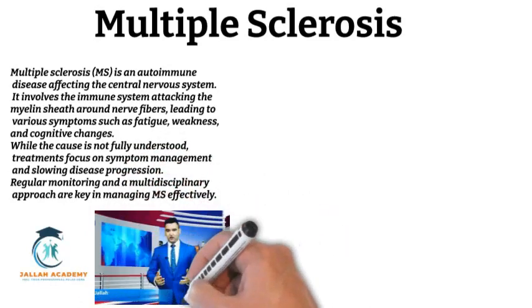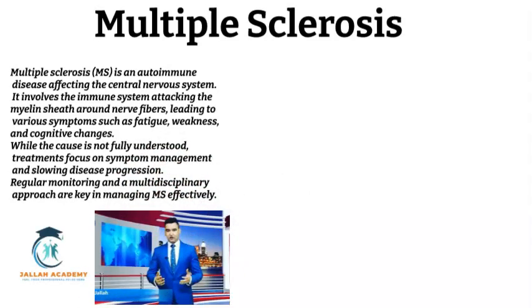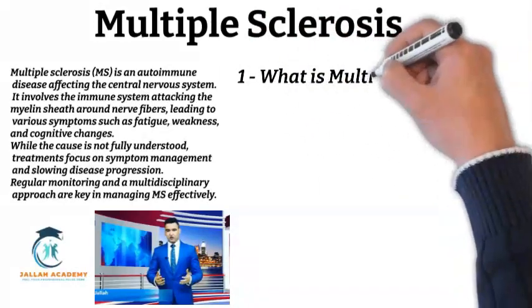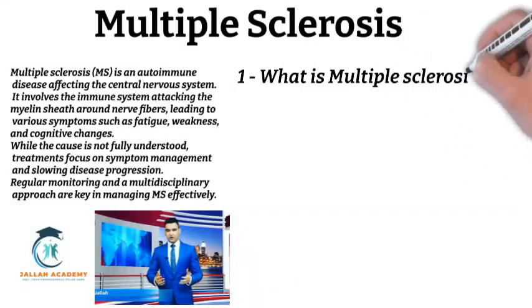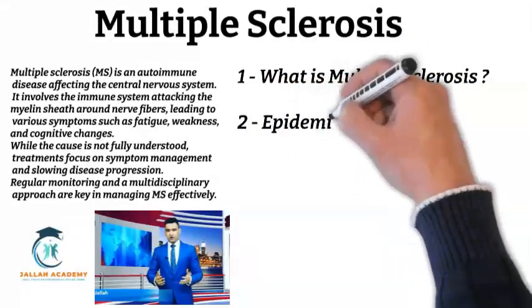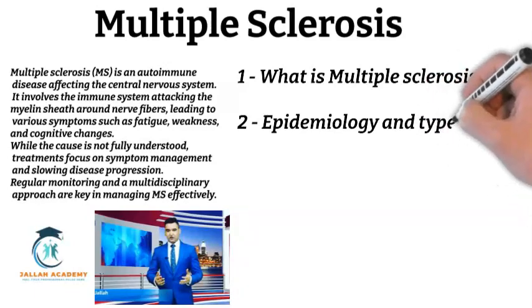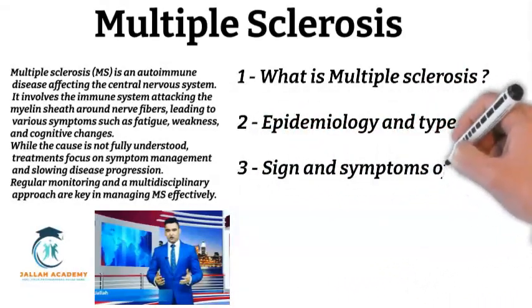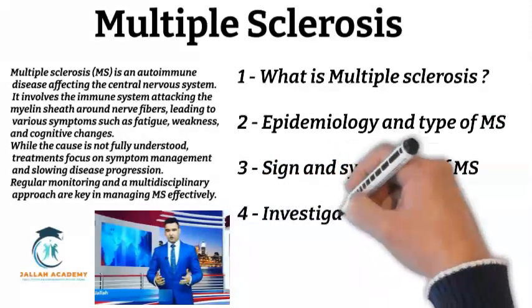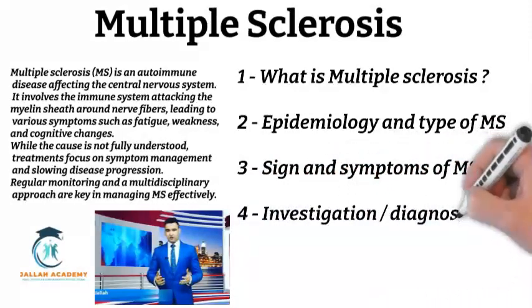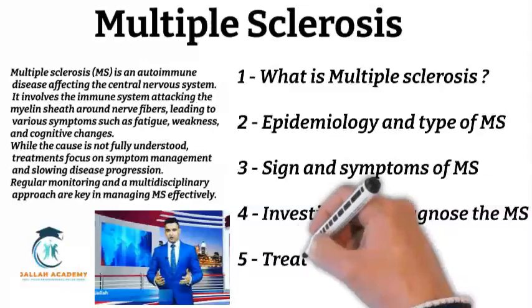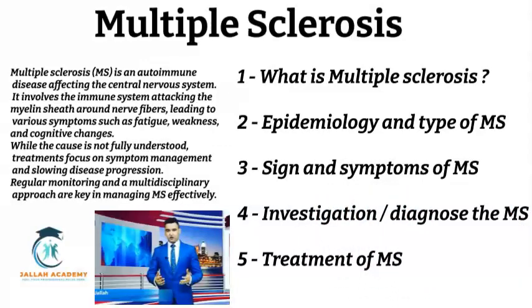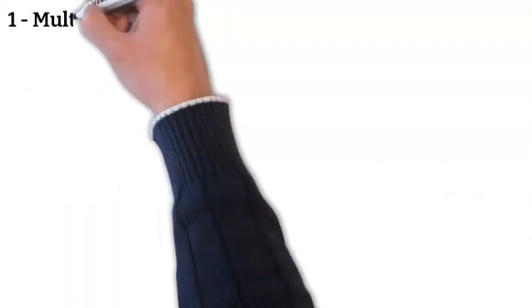So this is an overview of multiple sclerosis, but I'm going to give you a list of the topics that we will cover in multiple sclerosis. The first one, what is multiple sclerosis? Definition. The second one is epidemiology and types of multiple sclerosis. The third one, we will cover the signs and symptoms. And fourth, investigation and diagnosis. The last but not least, the treatment of multiple sclerosis.